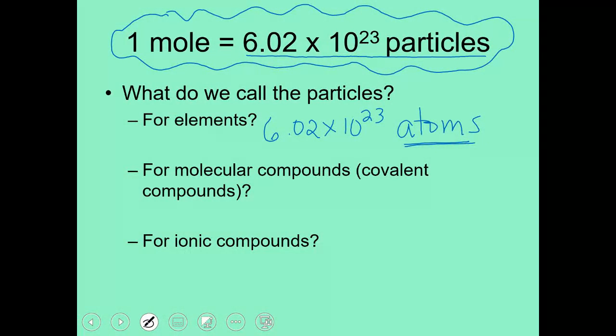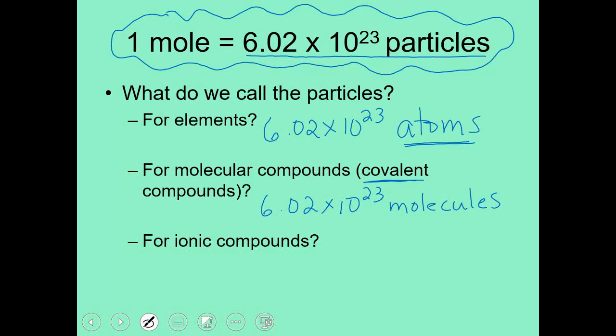If we have a compound, it kind of depends on which type of bond is in the compound. If you have a molecular compound that's held together with covalent bonding, remember that's where the atoms are sharing the electrons, then a mole of a compound is 6.02 times 10 to the 23rd molecules of that compound. Like, for example, a mole of water is 6.02 times 10 to the 23rd molecules of water. A mole of carbon dioxide is 6.02 times 10 to the 23rd molecules of carbon dioxide, etc.